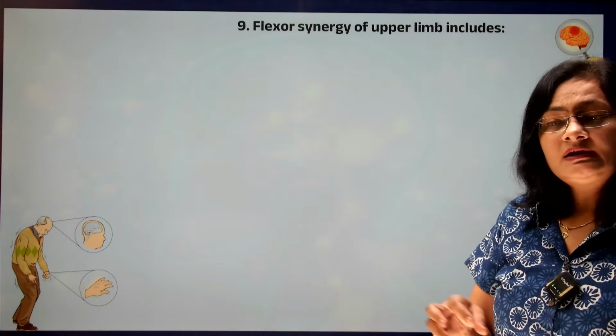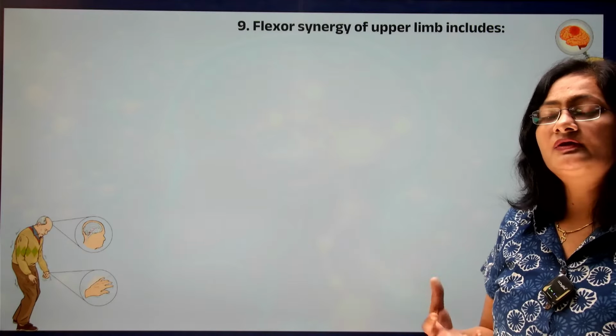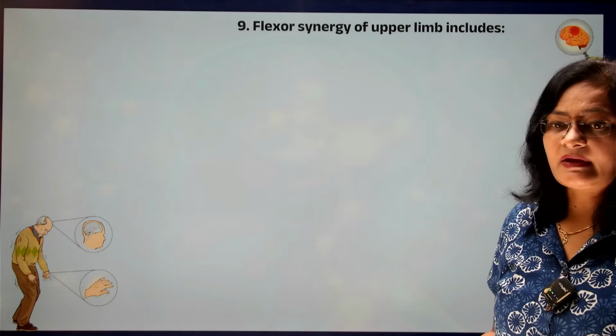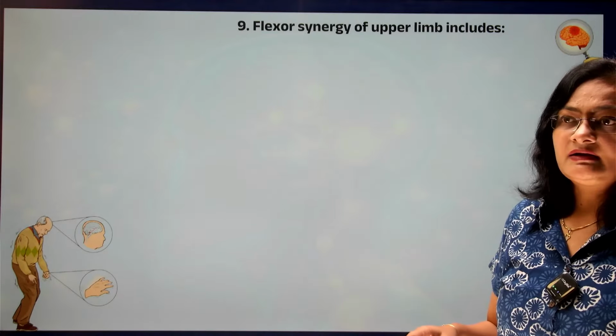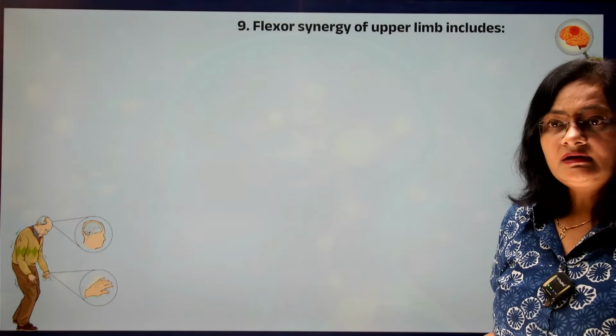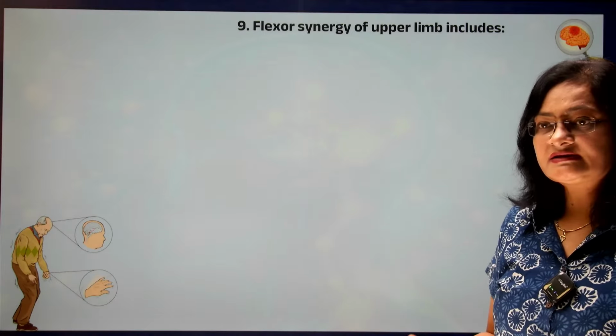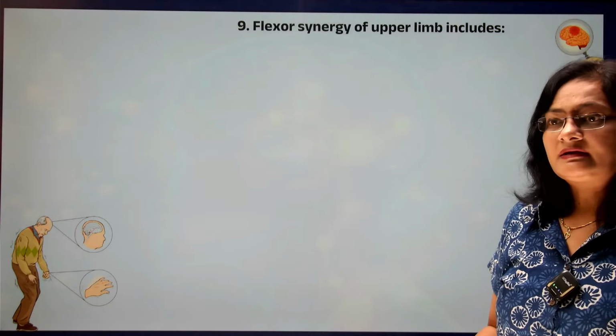But when any component of a synergy becomes abnormal, it will result in an abnormal synergy pattern. Two types of abnormal synergy are identified. Synergy patterns may develop in the upper limb or in the lower limb. Flexor synergy and extensor synergy are the two kinds of synergy pattern.